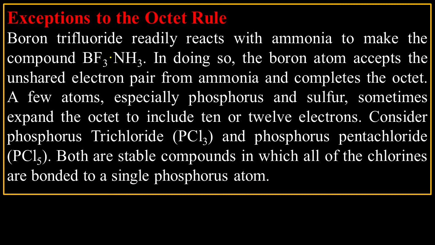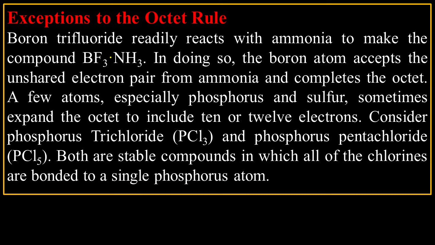In doing so, the boron atom accepts the unshared electron pair from ammonia and completes the octet. A few atoms, especially phosphorus and sulfur, sometimes expand the octet to include 10 or 12 electrons. Consider phosphorus trichloride and phosphorus pentachloride. Both are stable compounds in which all of the chlorines are bonded to a single phosphorus atom.